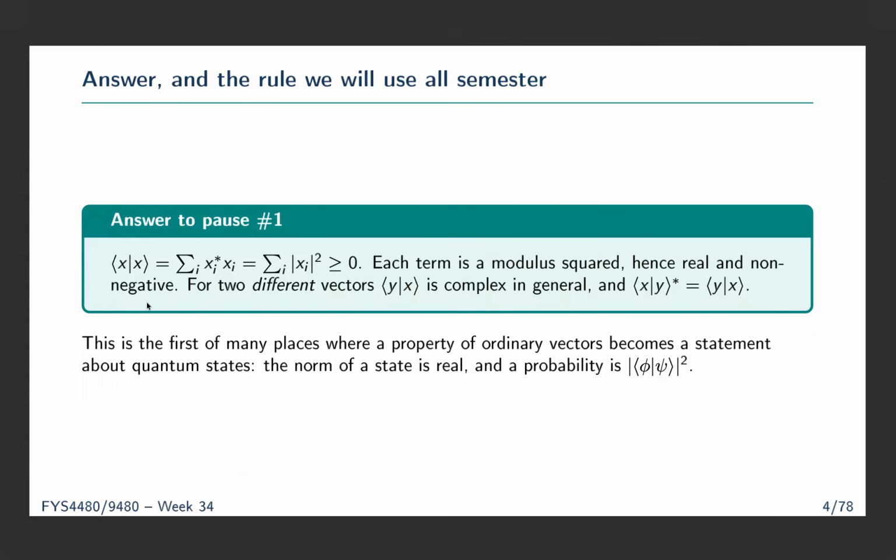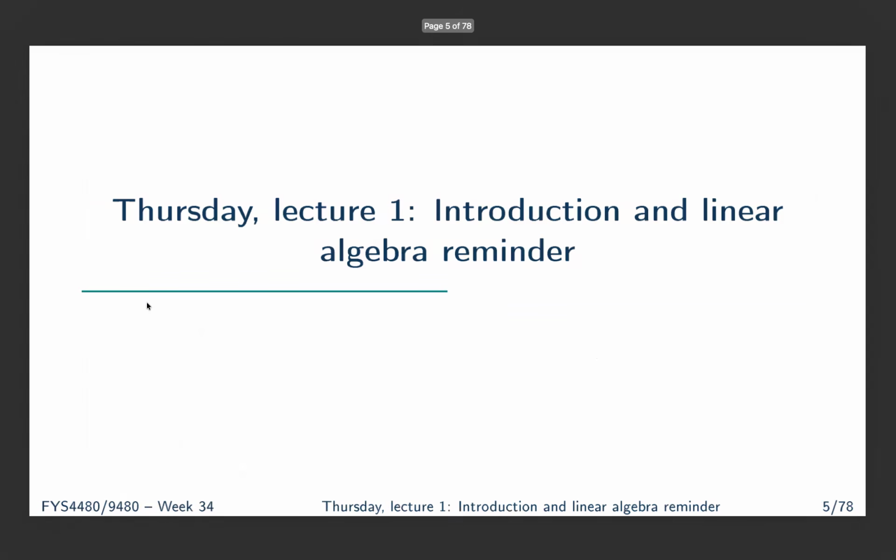So this is a typical answer, which you will find. I'm just giving you the answer. Just as an example, this is the first of many places where a property of ordinary vectors becomes a statement about quantum states. The norm of a state is real, and the probability is given like that. So this is just a typical reminder.